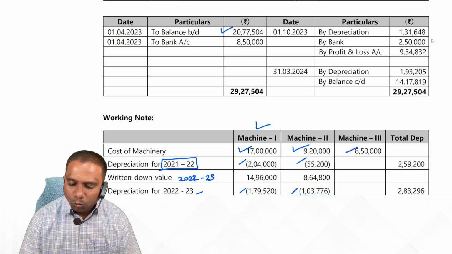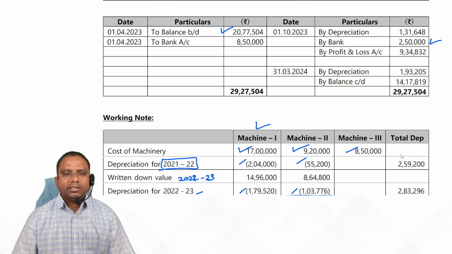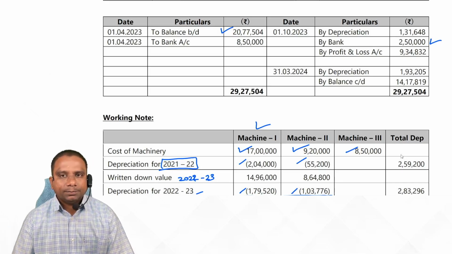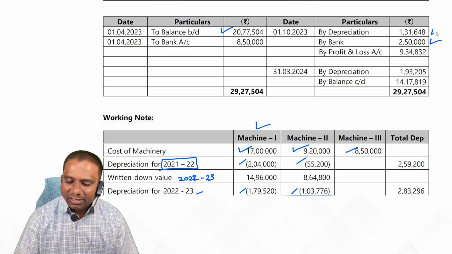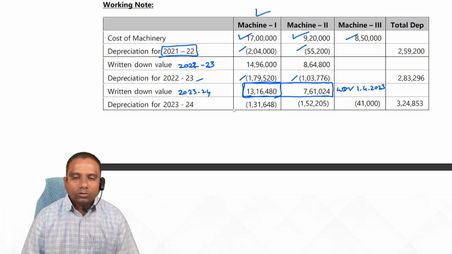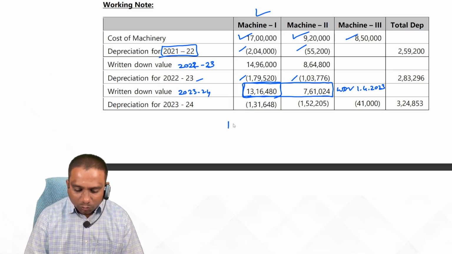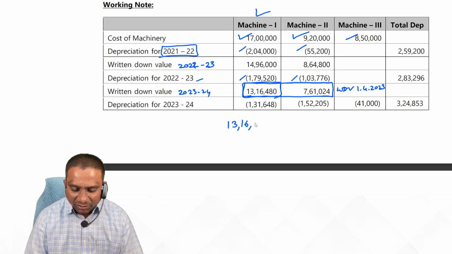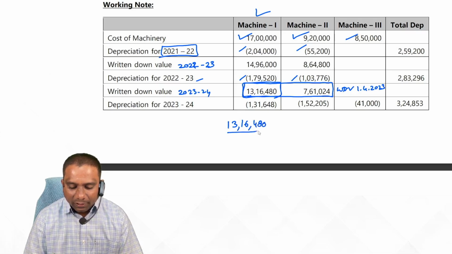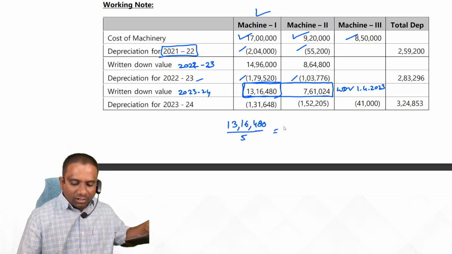Now, during this year, we have sold one asset for 2.5 lakh. Entry: bank account debit to asset account 2.5 lakh. Next one, we have provided depreciation. Sir, how is depreciation calculated on 1st April 2023? From 1st April 2023, we are changing the method of depreciation from WDV to SLM. So, the cost of asset is 13,16,480 divided by 5 years. How many years? 5 years is the useful life.